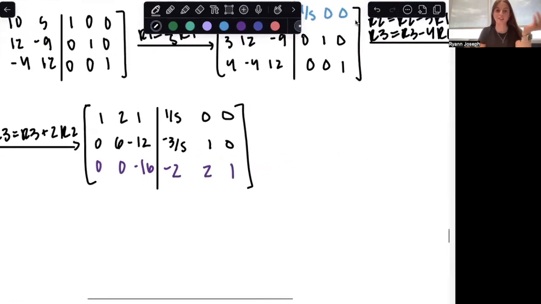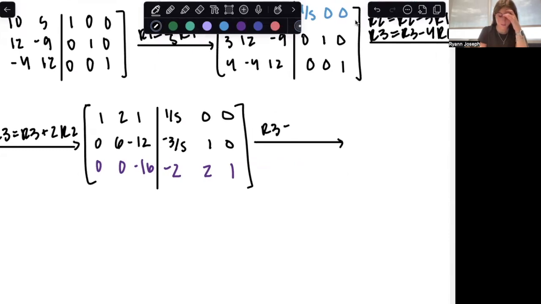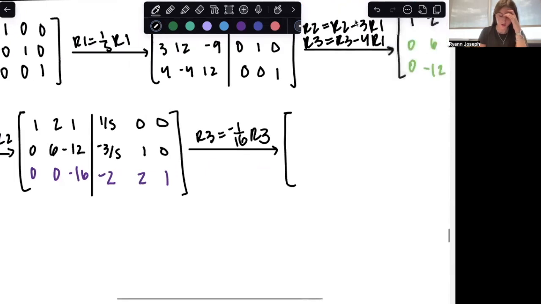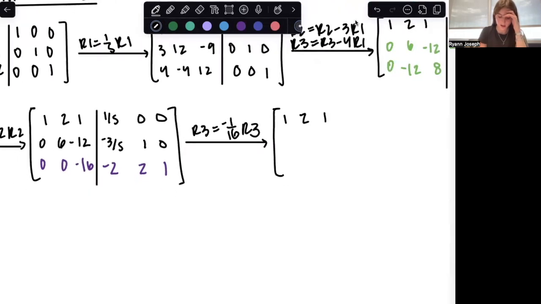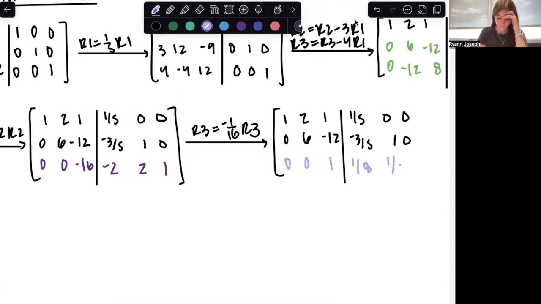So this is essentially the same thing as doing reduced echelon form, but just making sure every operation that you do on the left-hand side also applies to what you're doing on the right-hand side. 6, -12, -3, 1, 0. 0, 1, 1/8, -1/8, 1/16.